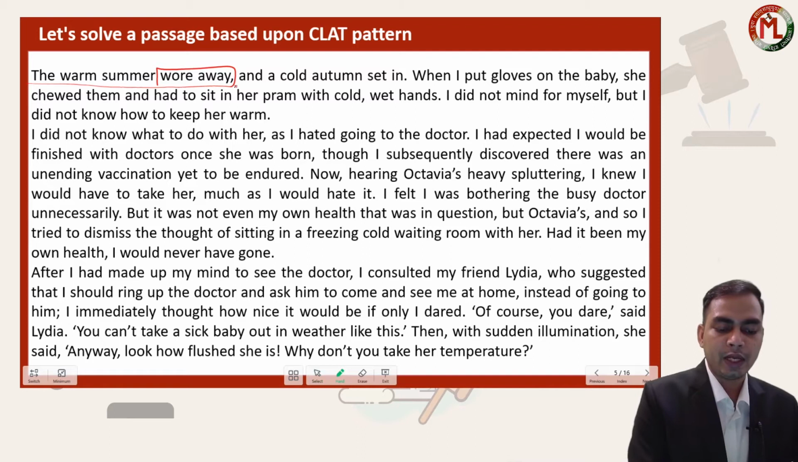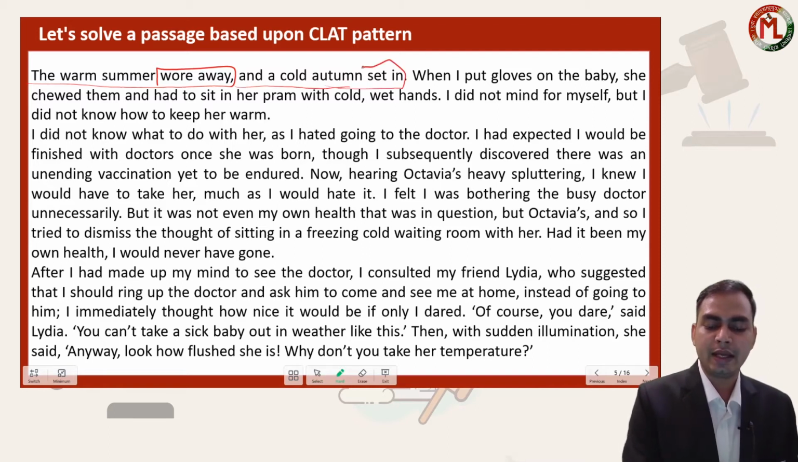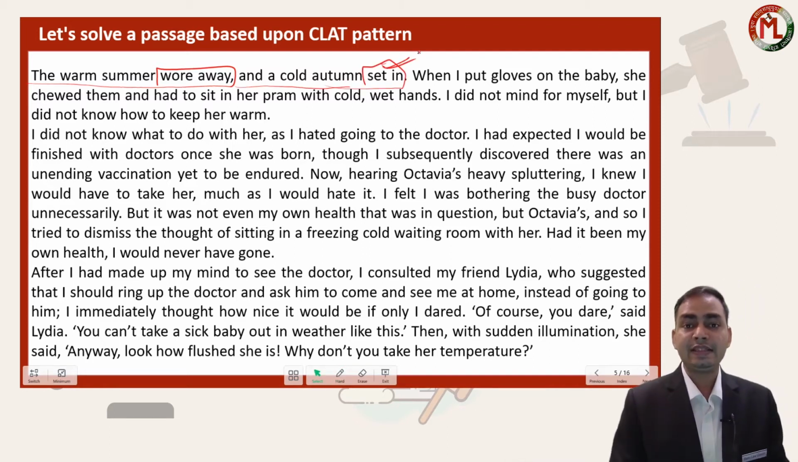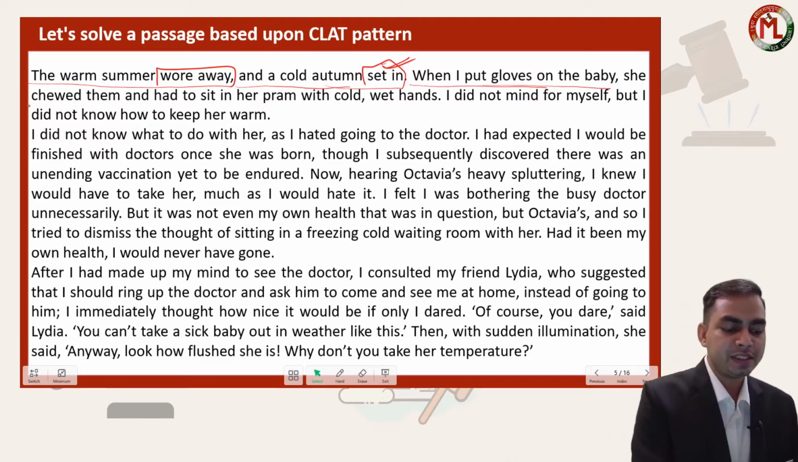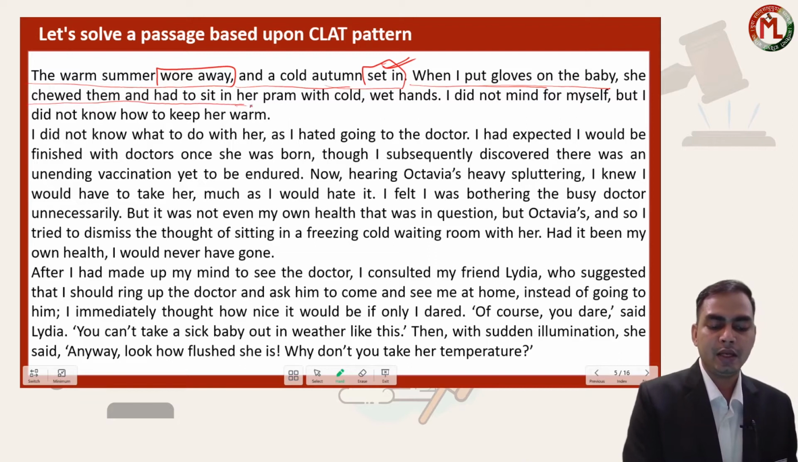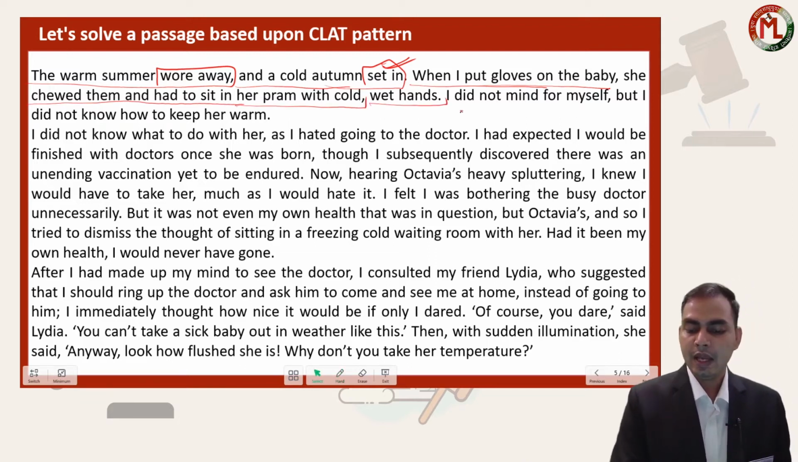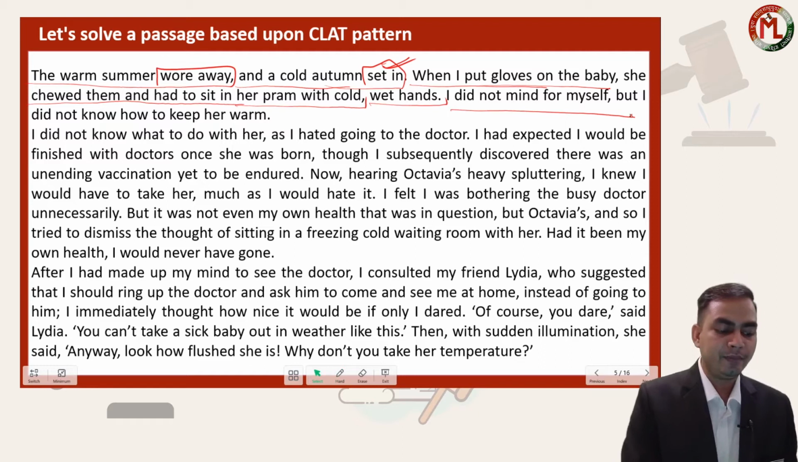The warm summer wore away and a cold autumn set in. Again a phrasal verb. These kinds of phrasal verbs confuse you while reading, so you need to be assured that you are prepared beforehand, before you go for the exam. When I put gloves on the baby, she chafed them and had to sit in her pram with cold and wet hands. I did not mind for myself, but I did not know how to keep her warm.